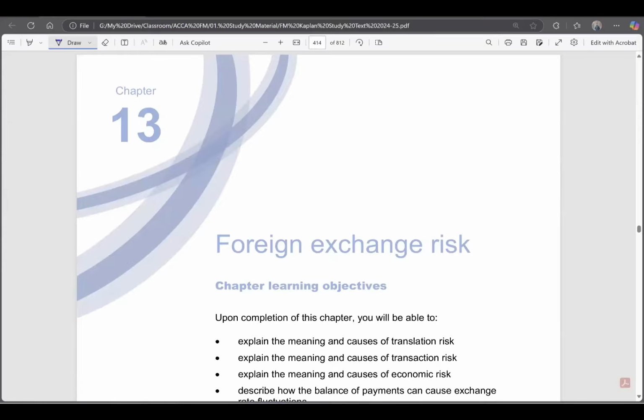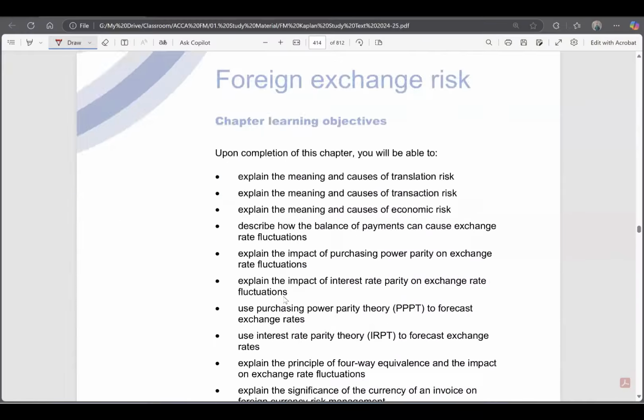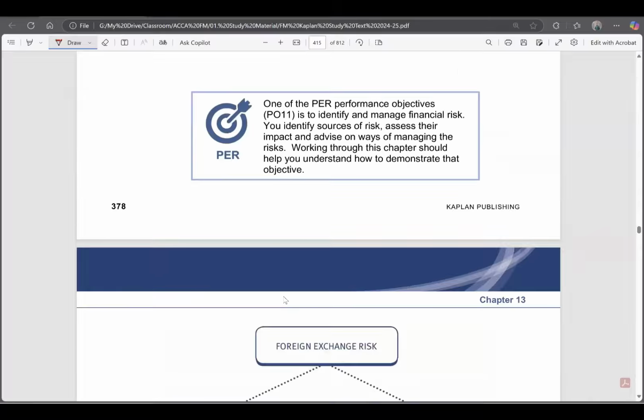So the next section is the risk management, and we have two risks which are associated with finance: exchange rate risk and interest rate risk, or currency risk and interest risk. So let's start with the currency risk today.